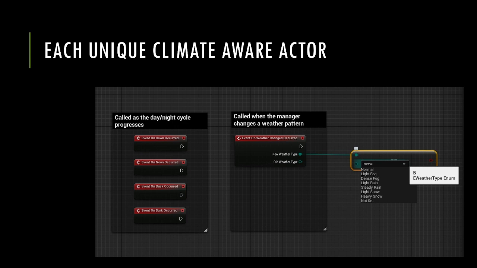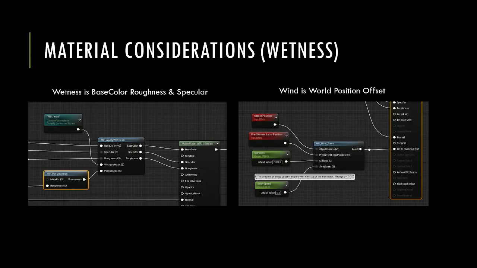On the ground wetness and the trees, those were done using a material parameter collection. So the wetness is based on a function that takes the wetness factor that the climate manager is setting and determines basically how porous a surface is and applies wetness to that surface. So the rocks will get wet at a different speed than the dirt in the ground, and the grass will get wet. So wetness is applied. It takes a variant on the base color, specular, and roughness to make the wetness effect.